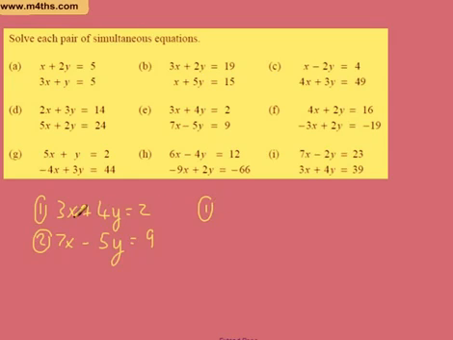equation 1 by 5. That will give me 15x plus 20y, and I'm multiplying the 2 by 5 as well, which will give me 10. Equation 2, I need to multiply now by 4. 28x minus 20y is equal to 36.